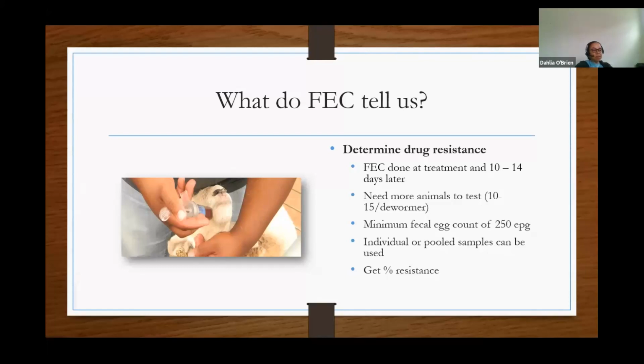And there are techniques out there for doing both individual or pooled samples to maybe cut down on some of the work that you'd have to do. What's nice about this fecal egg count reduction test is that it gives you a percentage resistance, especially when compared to the larval drench rite assay. It tells you specifically what reduction was observed, so you can have a better idea of how effective that drug is on your farm.